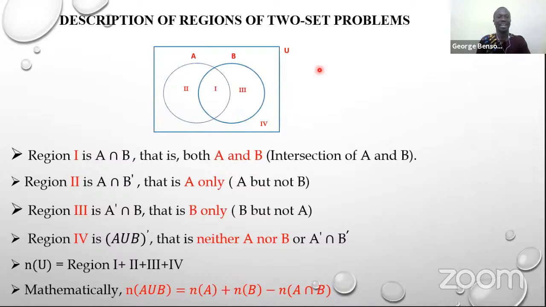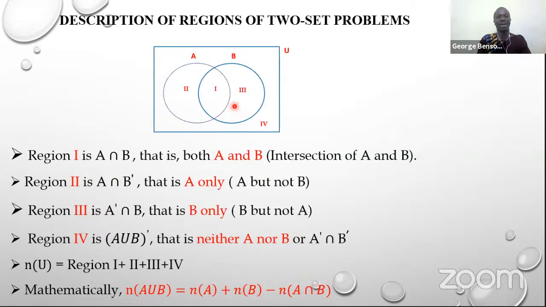And finally, what we do is that if we have elements that do not belong to set A and set B, that's a complement of the set.